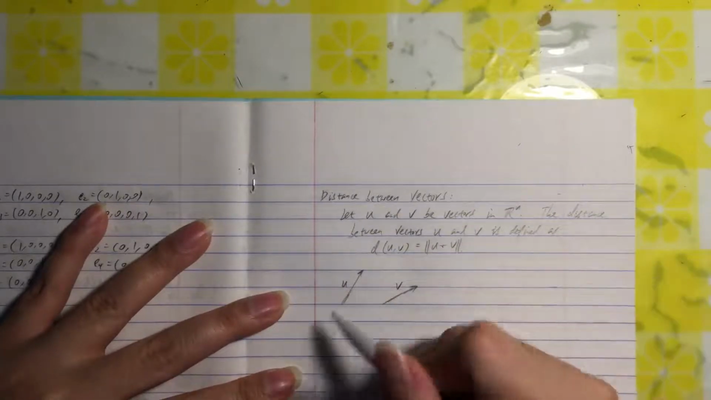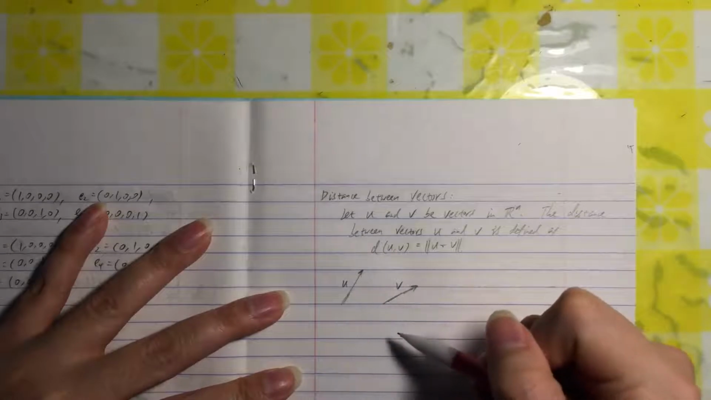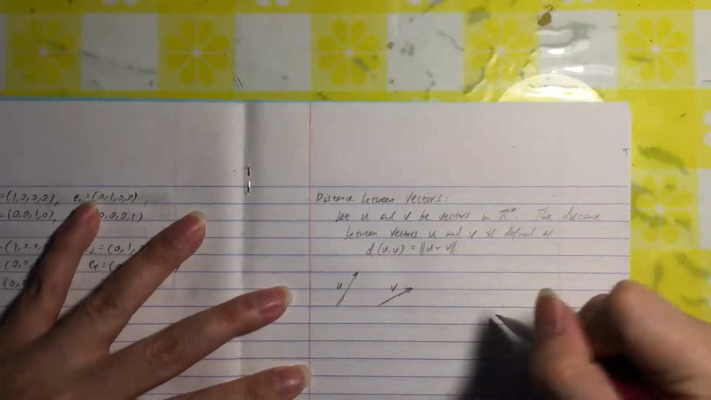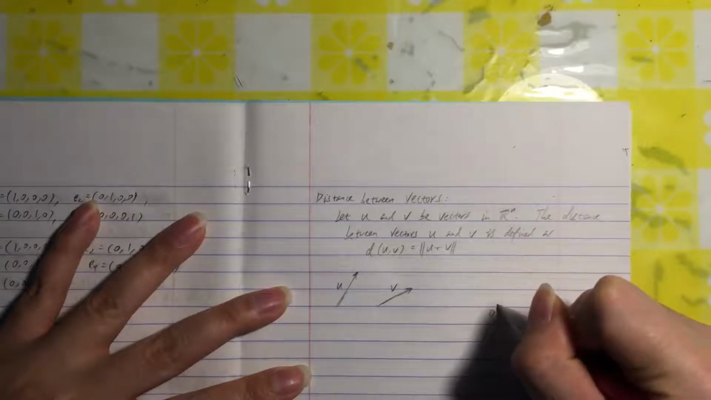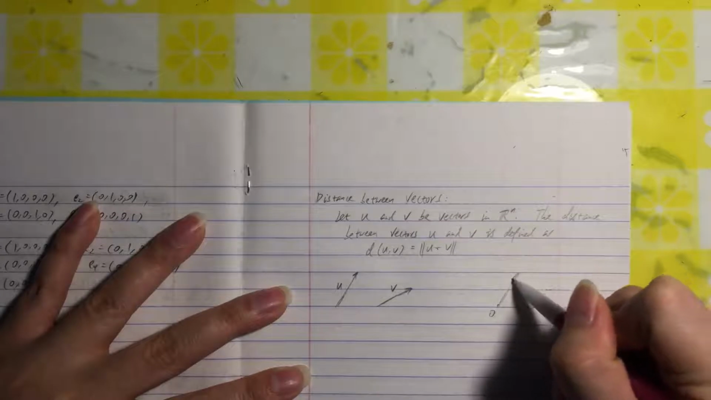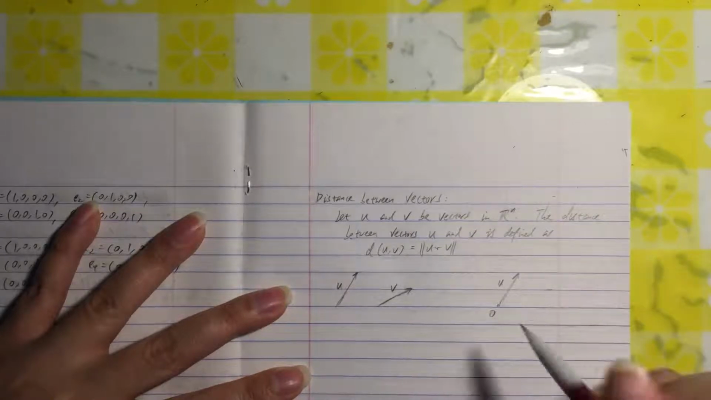In order to find distance between u and v, first step, we shift their tails to the origin. Suppose that's the origin. For both vector u and v, we shift their tails to the origin.